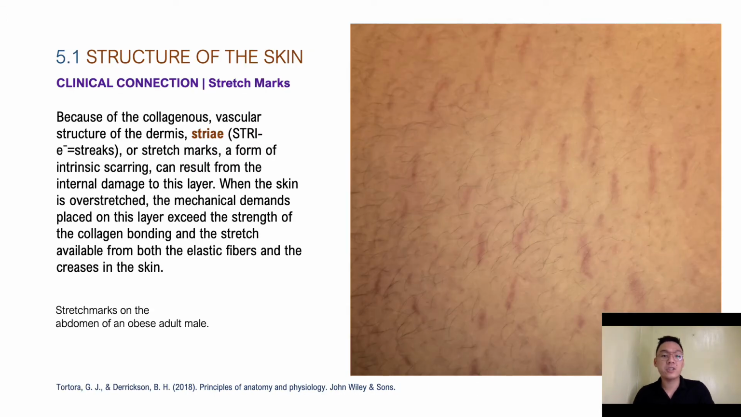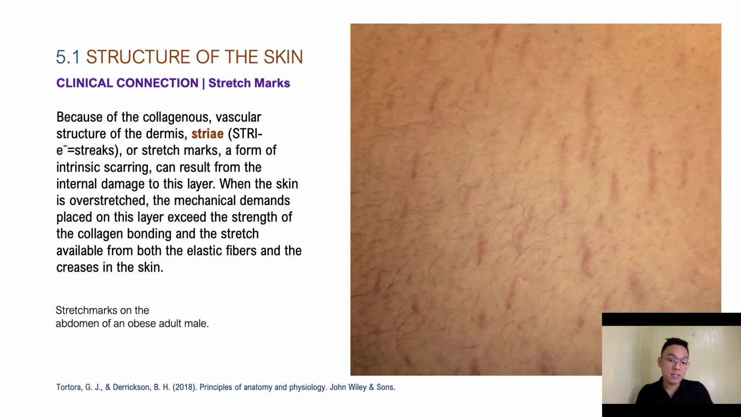Our next clinical connection would be stretch marks. Because of the collagenous vascular structure of the dermis, striae or stretch marks, a form of intrinsic scarring, can result from internal damage to this layer. Again, the dermis is a vascular layer, meaning it is a structure that is provided with more blood vessels. When the skin is overstretched, let's say in pregnant women, the mechanical demands placed on this layer exceed the strength of collagen bonding and the stretch available from both the elastic fibers and the creases in the skin.